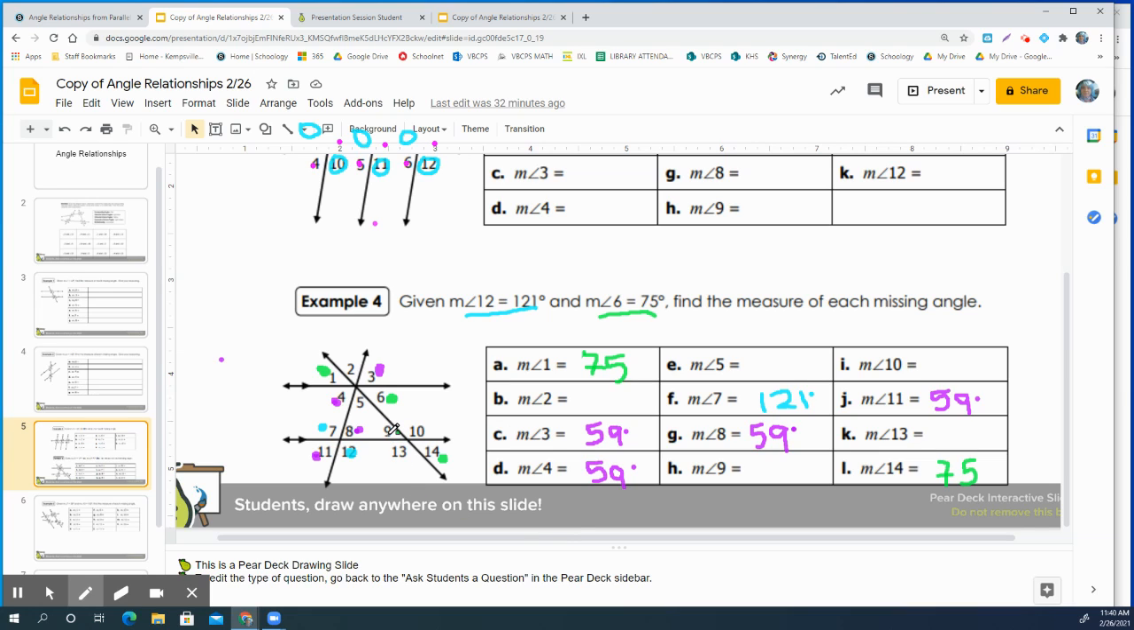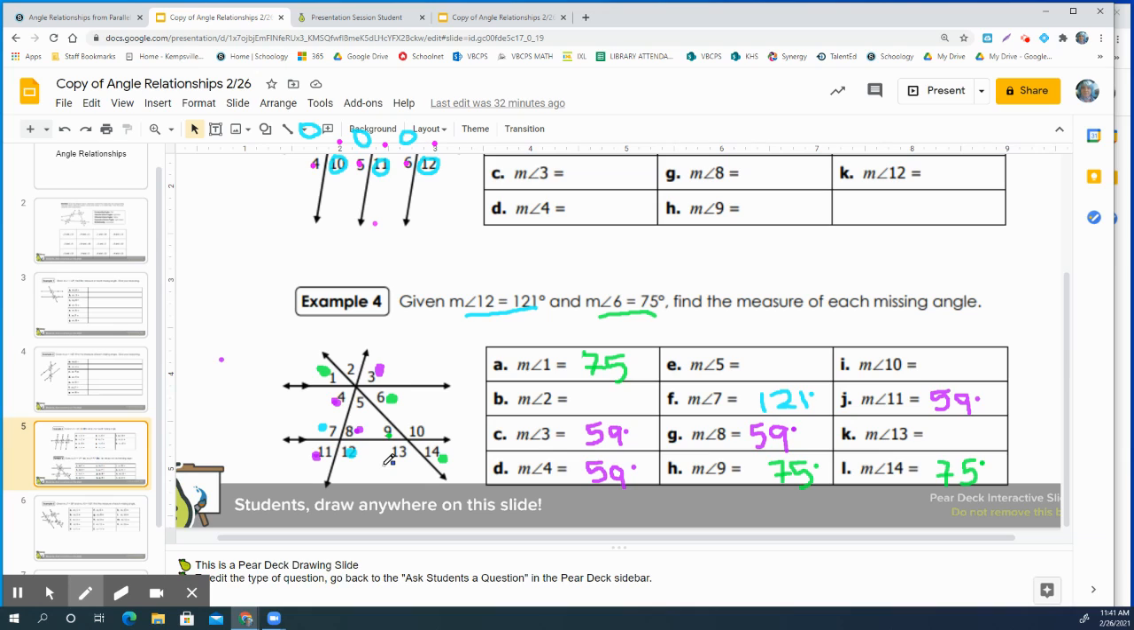What else? There's one more angle that I can label green, 75. 9, why 9? Because it's vertical to 14, yes. And of course, all of these are degrees, right? So if I know 9 and 14 are 75, what are 10 and 13? How can I figure those out? I know this is 75, what's this one?